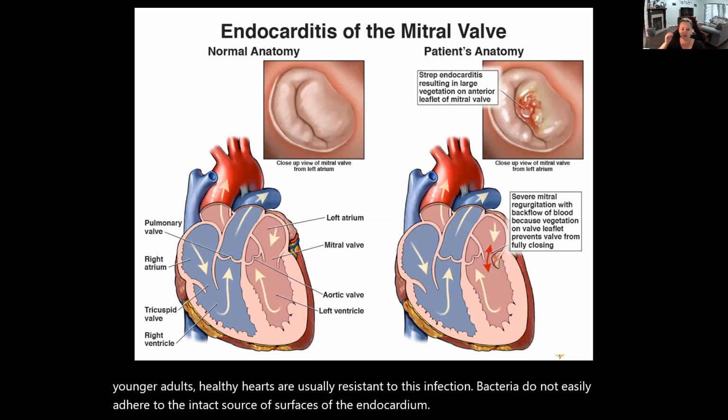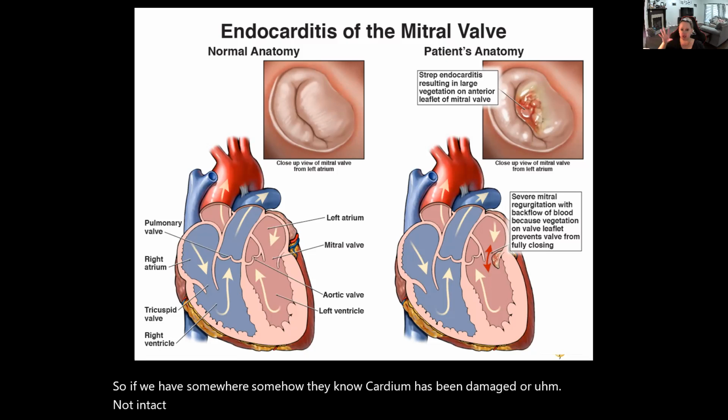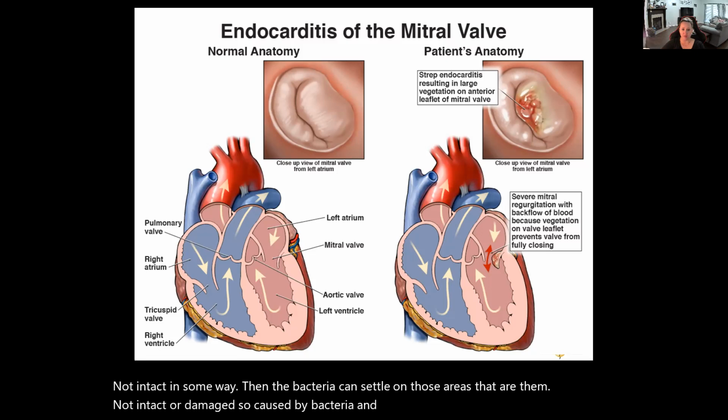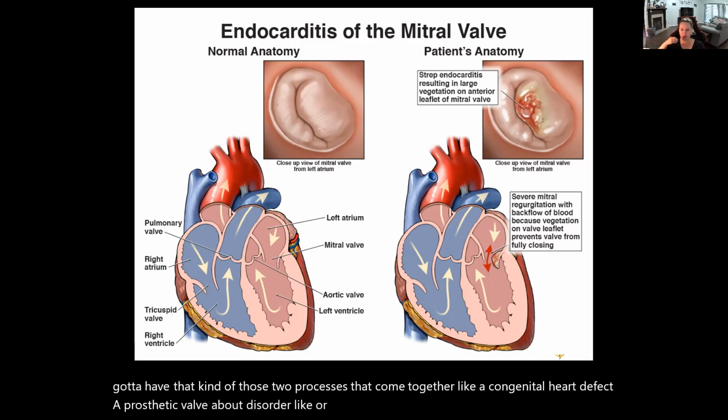So if somehow the endocardium has been damaged or is not intact in some way, then the bacteria can settle on those areas. So it's caused by bacteria and an abnormality of the endocardium. You're going to have those two processes come together, like a congenital heart defect, a prosthetic valve, a valve disorder like our mitral valve disorder, rheumatic heart disease, or other intracardiac devices like a pacemaker, or a history of IV drug use.